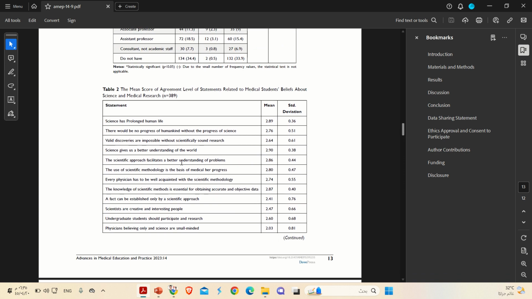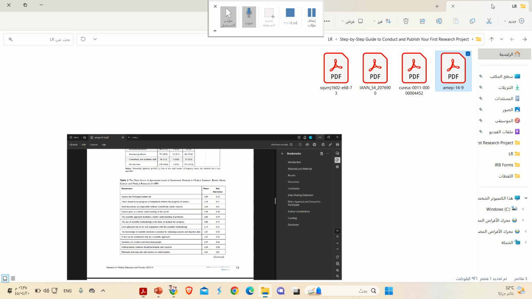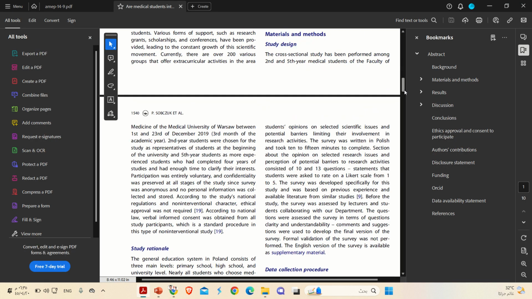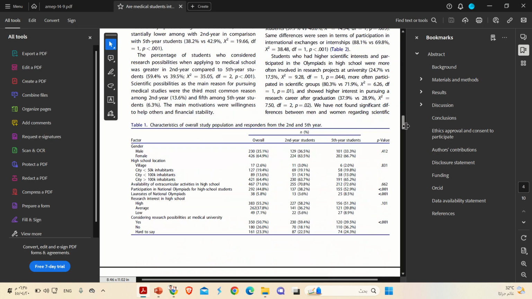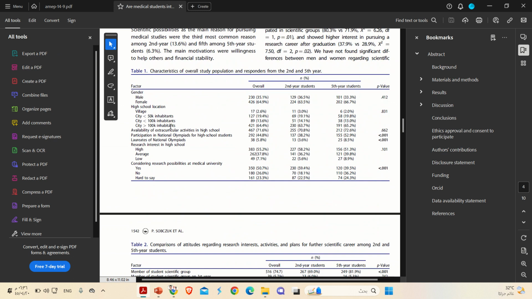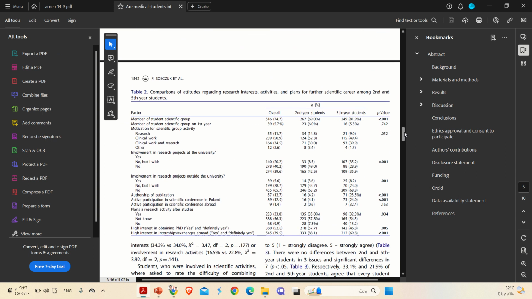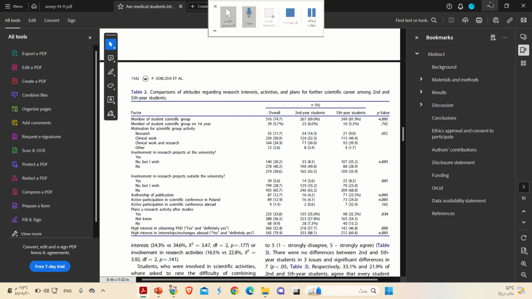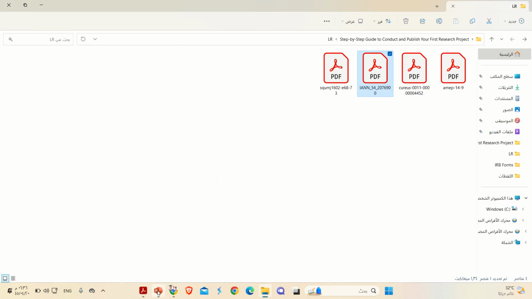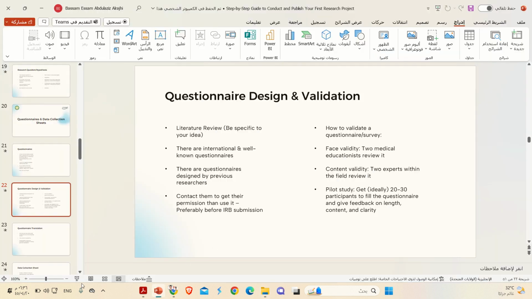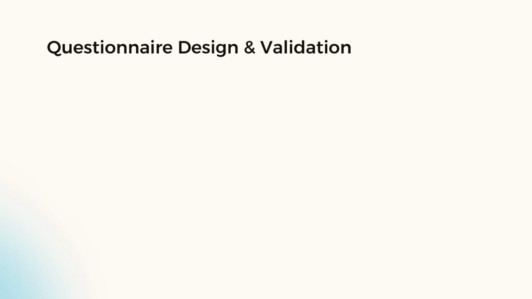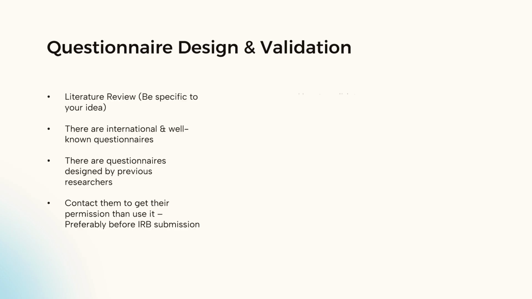So you can use variables from this paper, for example. Then you would go to another paper and you again go to the tables and see which are the variables that they use. So you want to include variables that are relevant to your study idea, and you want to be as specific as possible. So you don't include variables that are not relevant unless you want to use the same data for another research project.